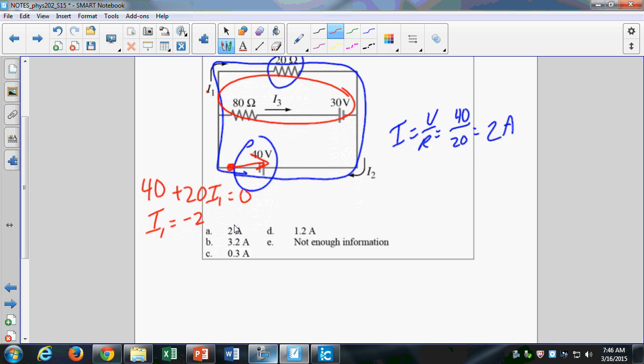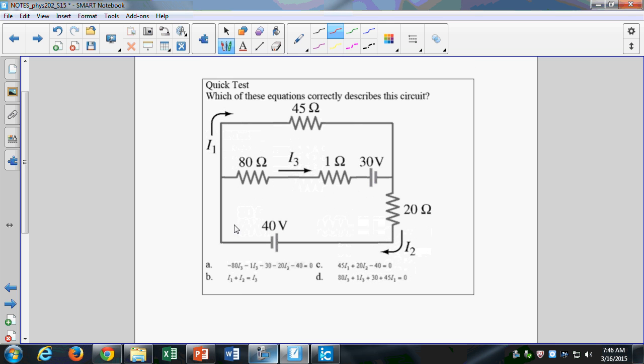Alright, let's see. Let's do one of these. This is the equation. Can y'all see these on the board, Christian? You have it in front of you? Okay.